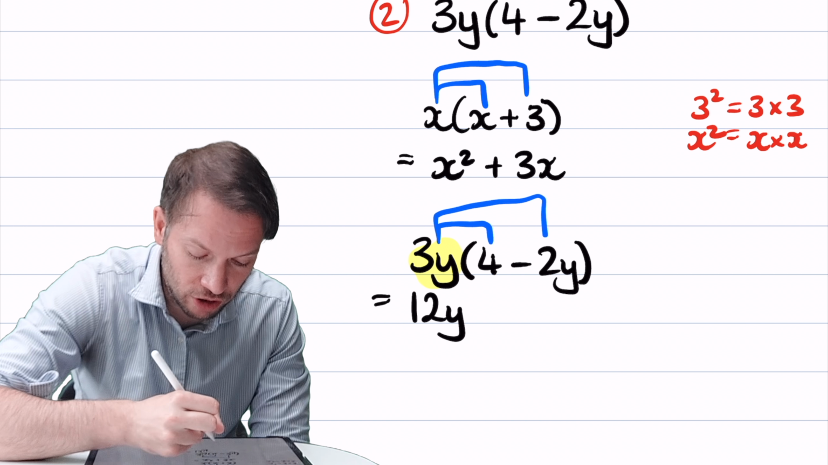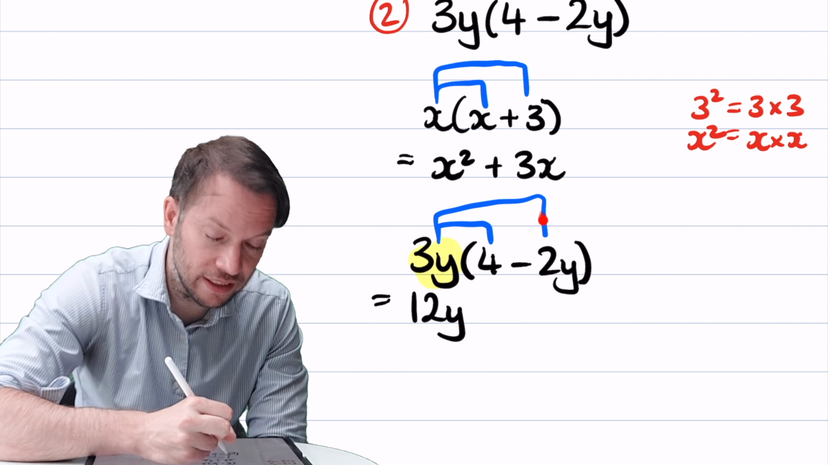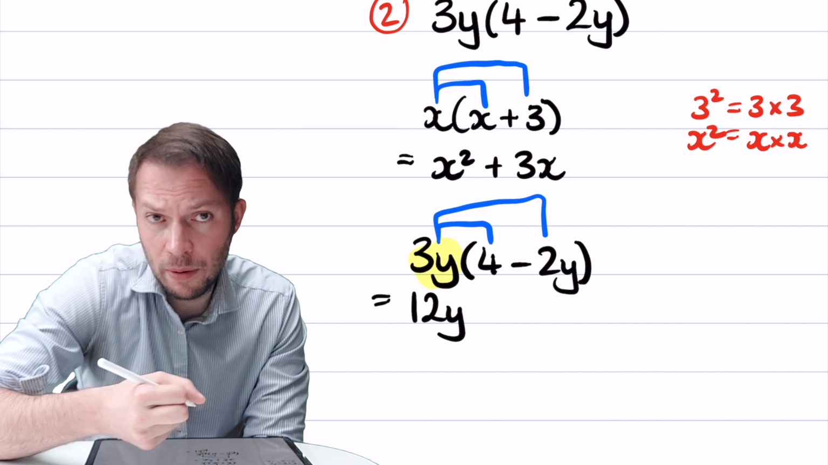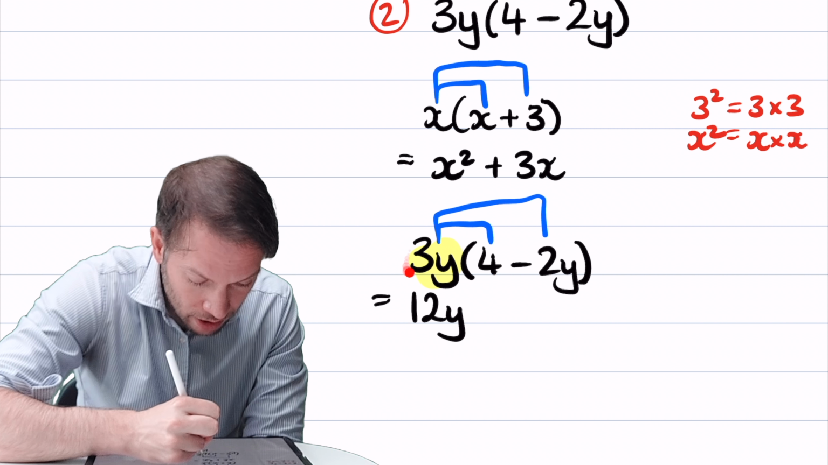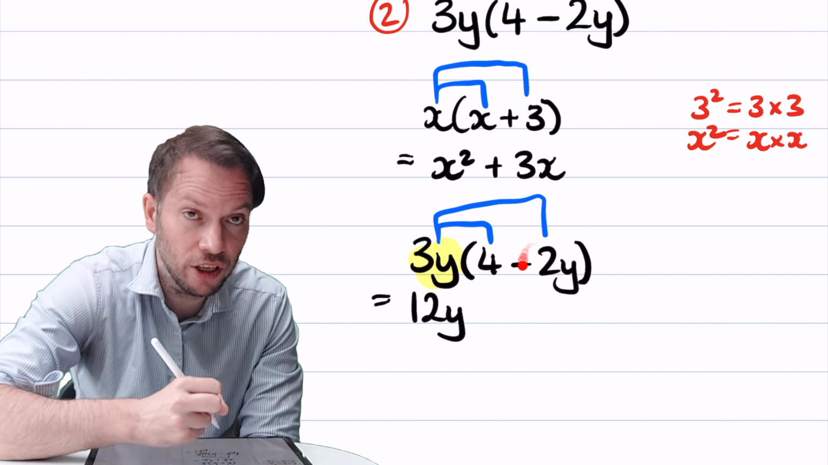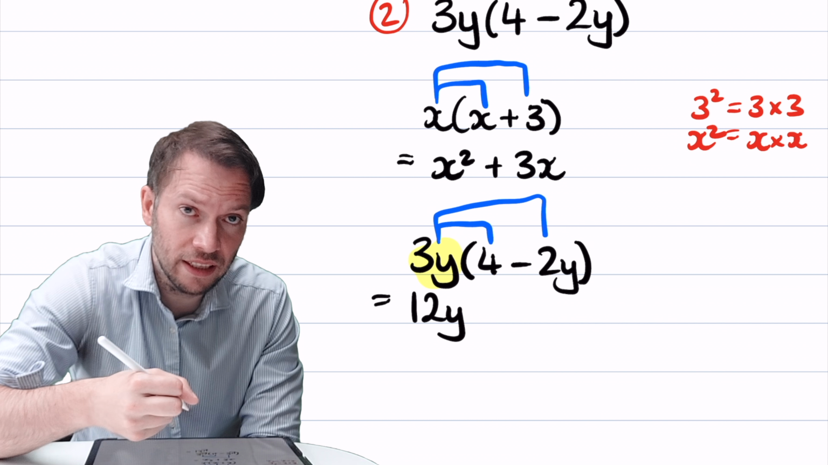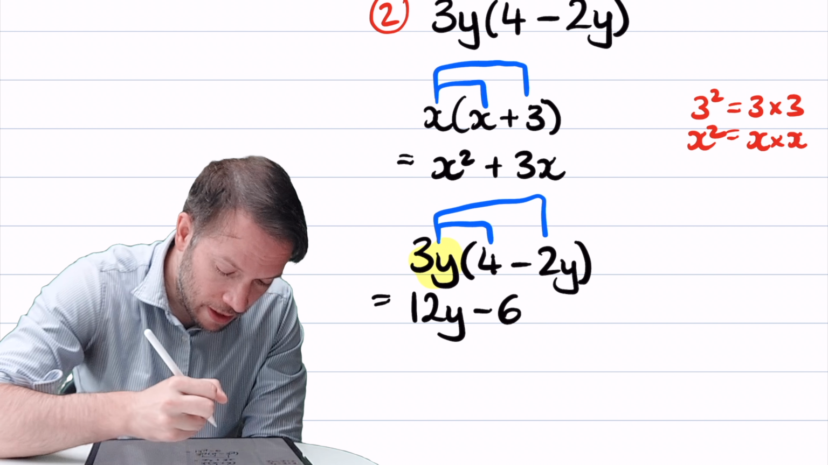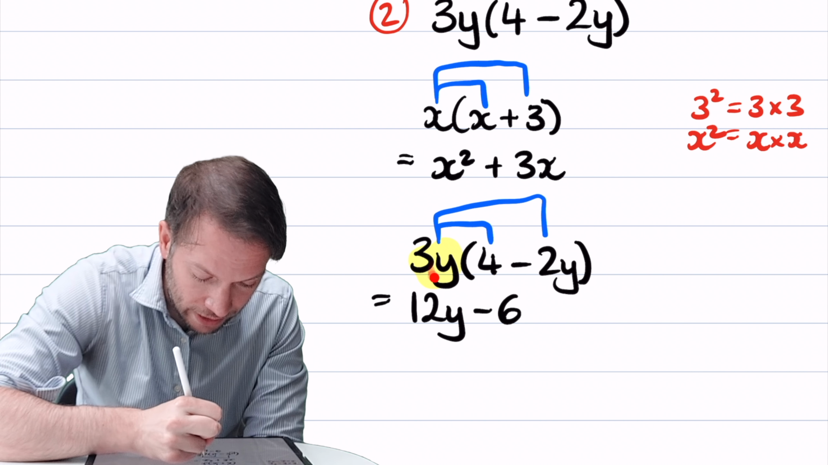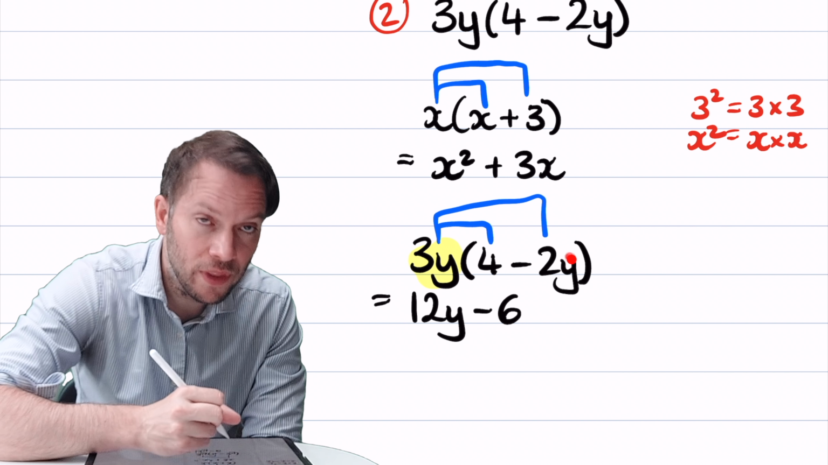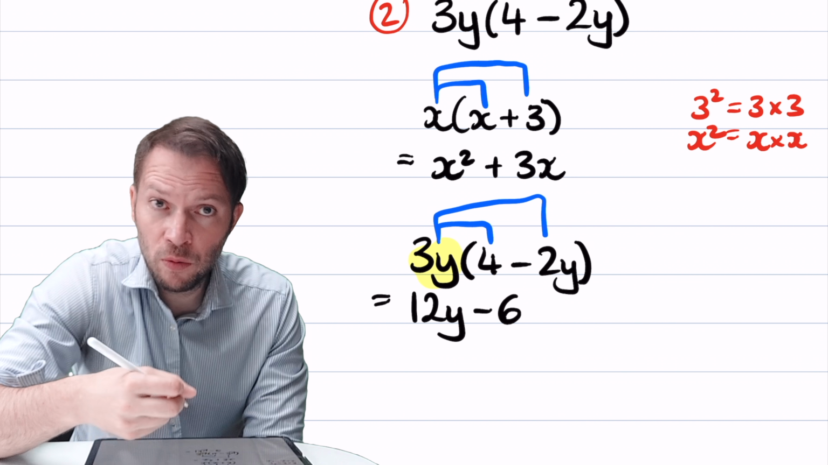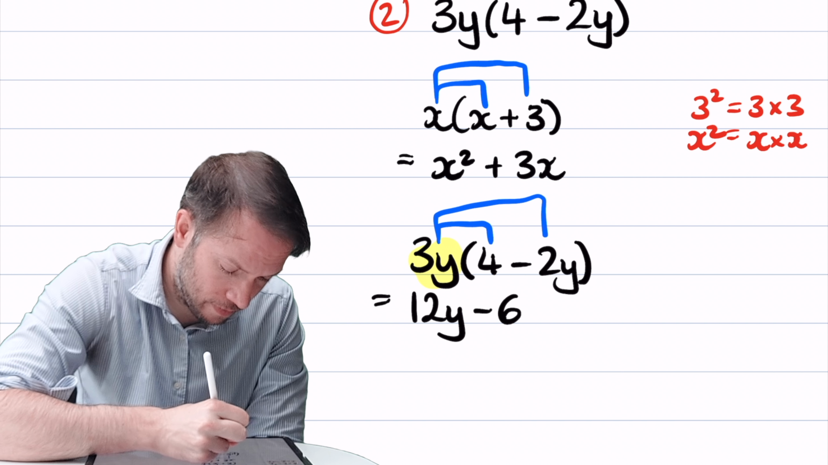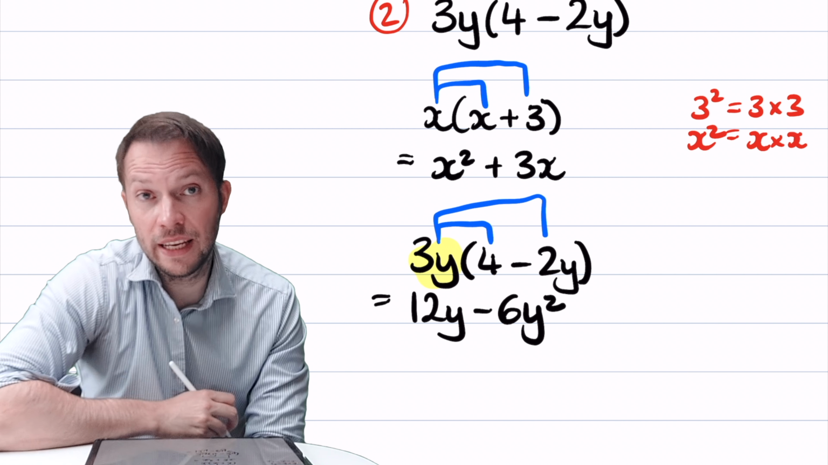And now we've got to do the 3y times negative 2y. Let's multiply the numbers together first. We've got the 3 multiplied by the negative 2. Positive times negative is negative. And 3 times 2 is 6, so it's going to be minus 6. And then we've also got the y here multiplied by the y here. And y times y is going to be y squared, similar to before. So we get that, and that is the final answer.